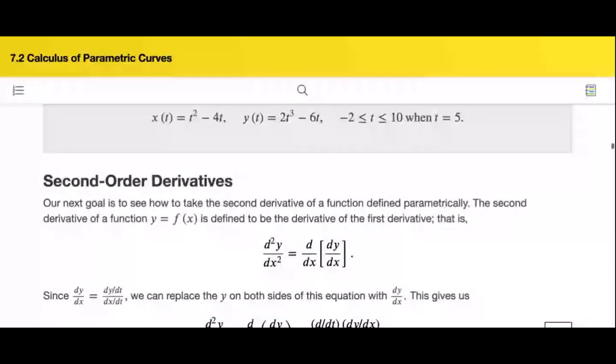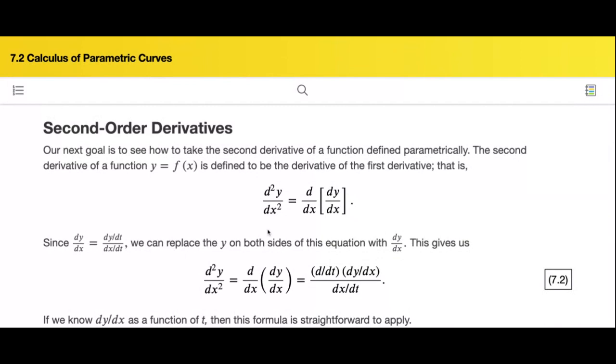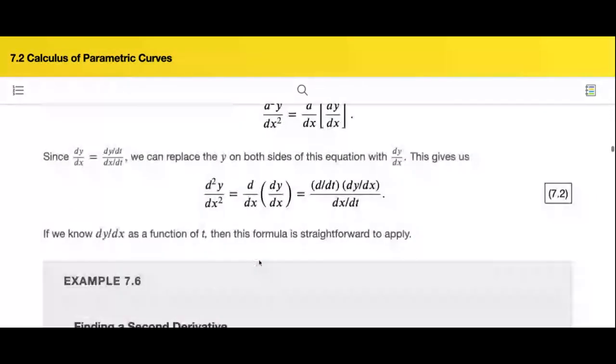Okay, now let's keep moving. Second order derivative: if the second order derivative exists, we can keep taking derivatives. We treat x prime of t as a function of t, then take a derivative of that. For y, same thing: we treat y prime of t as a function of t and take a derivative of that. So that would be the second order derivative. Then when we divide, we get the second order derivative of y in terms of x.